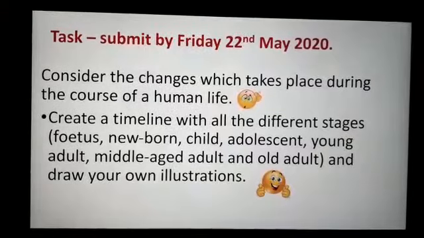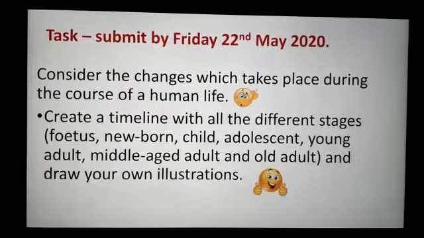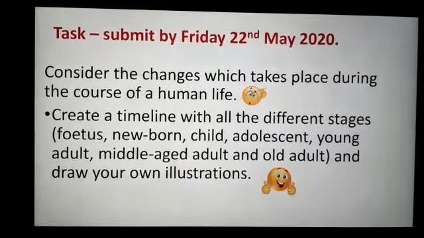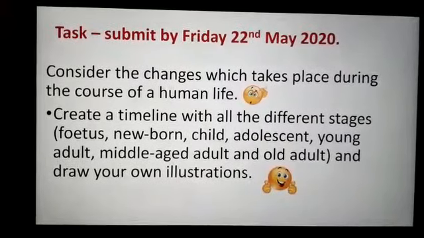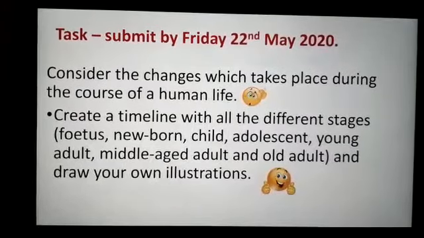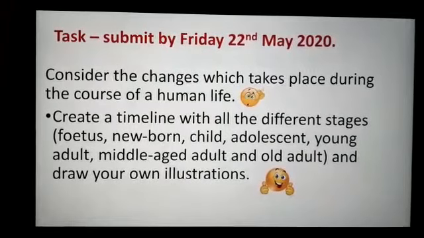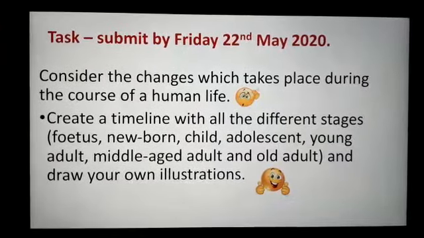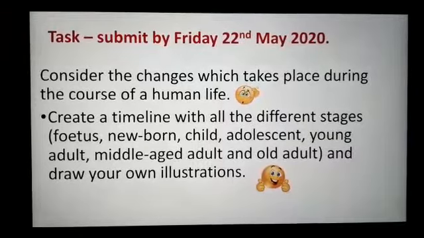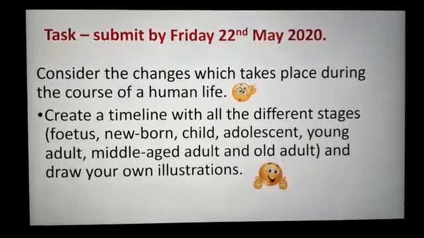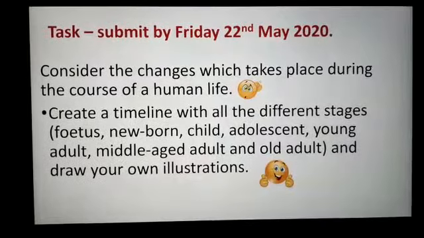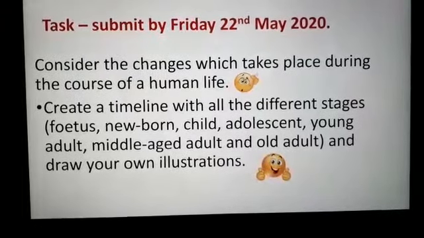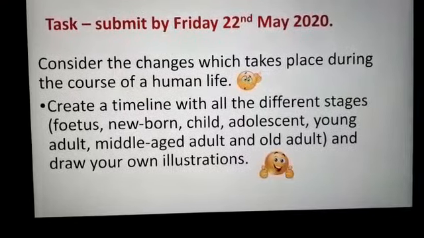So I would like you to create a timeline with all the different stages. And then draw your own illustrations as well. So what happens from when the baby's in the tummy to obviously very old age. So create a timeline. That is your task for this lesson. You can go back and look at all the notes that we did from the first lesson. If I remember correctly, the first lesson was to write the milestones that a baby and a small child goes through, and that was where we started from. So you have to go way before that, to when the baby's in the tummy, and then newborn, child, adolescent, and so on. That's what I'd like you to create.